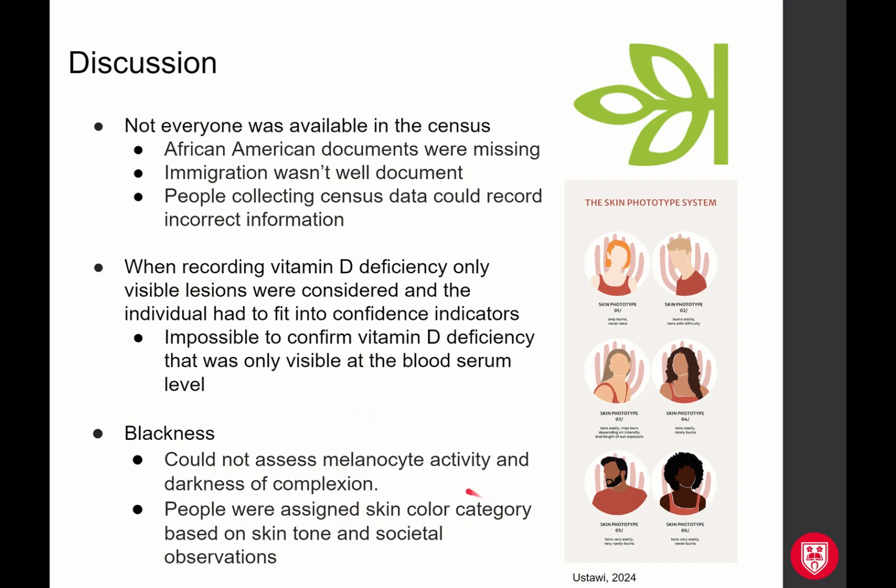And another thing, the reason I use social race is because of blackness. I couldn't assess melanocyte activity. I wasn't able to catalog people that were considered black into a lighter or a darker skin tone, which could influence, we do know this can influence UVB absorption, because melanocytes' purpose is to limit UV rays from the sun to protect the DNA of the skin. Now, another factor would be societal observations. So when society observed these people, they threw them into a category of either black or white.